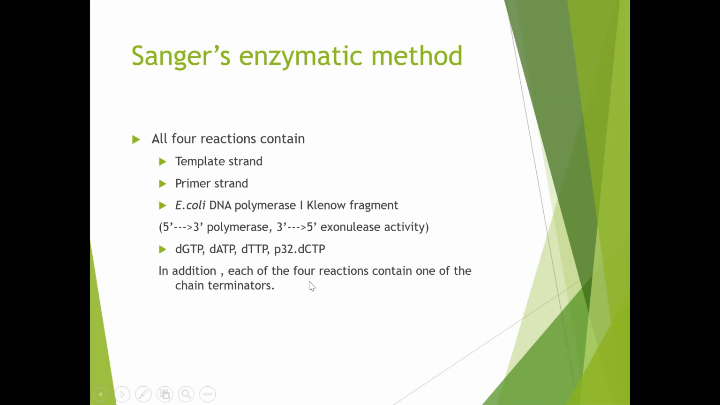Okay, in addition, till here only one reaction mix we can have. Once all these components are added, then we can divide the reaction into 4 different parts, and to each part we will add one of the 4 chain terminators. What are these 4 chain terminators? One reaction will have ddGTP, the second reaction will have ddATP, the third reaction will have ddTTP, and the fourth reaction will have ddCTP.